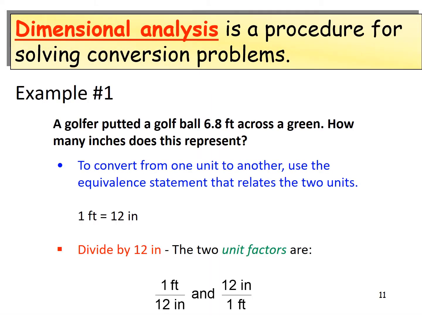Now let's go here. This is the example. So we have a foot equal to 12 inches, and this gives us 2 unit factors. And looking at the question, it says the ball is 6.8 feet across, right? So how many inches does this represent? You're going to convert this 6.8 feet to inches.